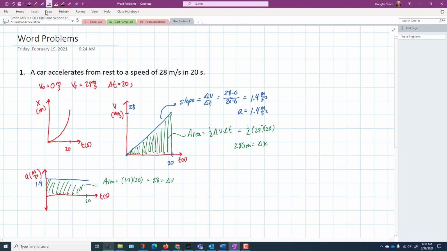Oh, we could also do a motion map, actually. We could do something like this. Starts from rest, speeds up. Something like that. 0. This would end up at 280. So this is 280 meters. These are the velocity vectors. These arrows represent velocity. And you could say that v is equal to... actually, I'm not going to do that. There's your motion map. Okay, that's everything we could do for that particular question.